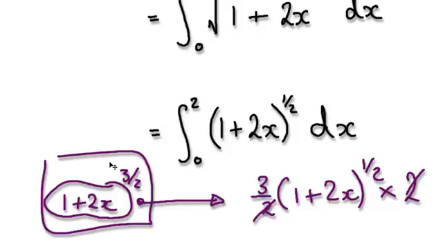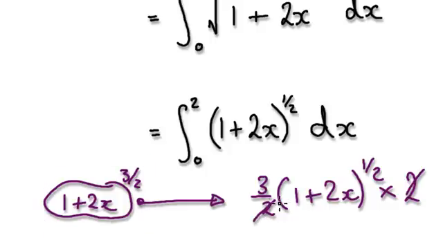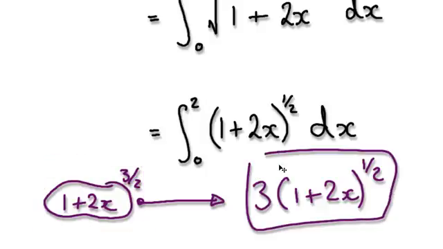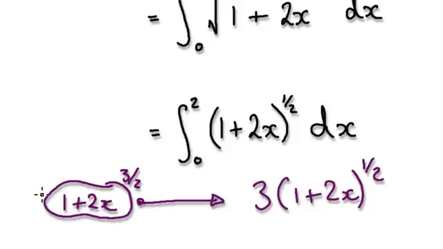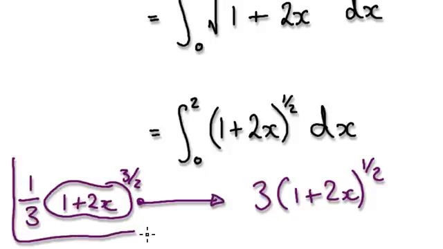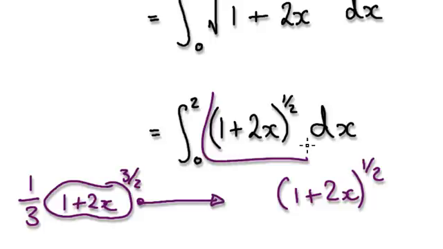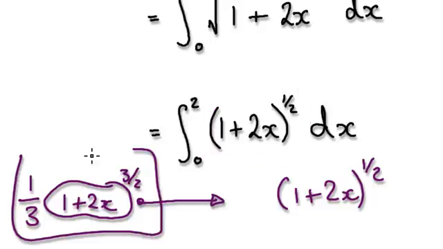So when you differentiate this, it will be 3 here, and then this gets cancelled out. So when you differentiate this, it will give you this. But then we will need to kill off this 3. So make your adjustment to be this. Okay? So when you differentiate this now, it will now give you this. So integrating this will be this.